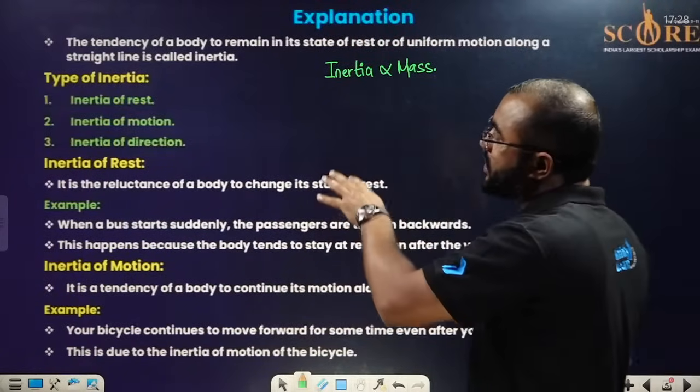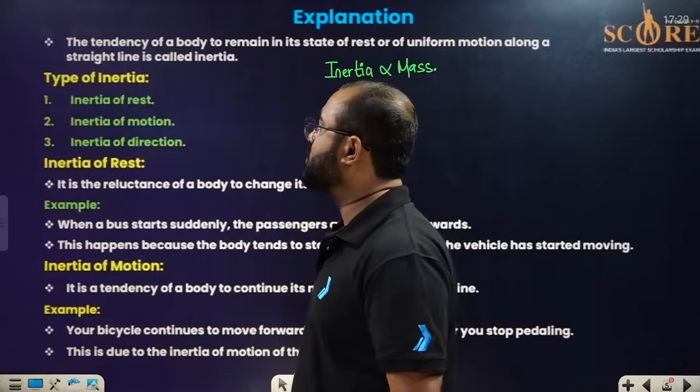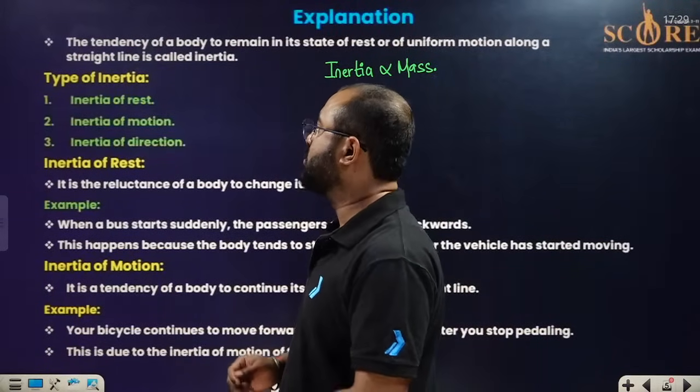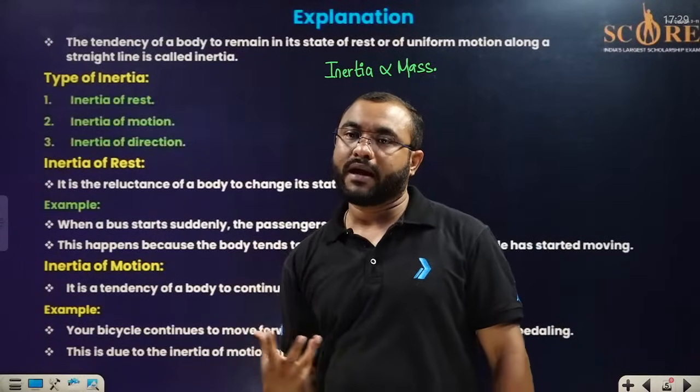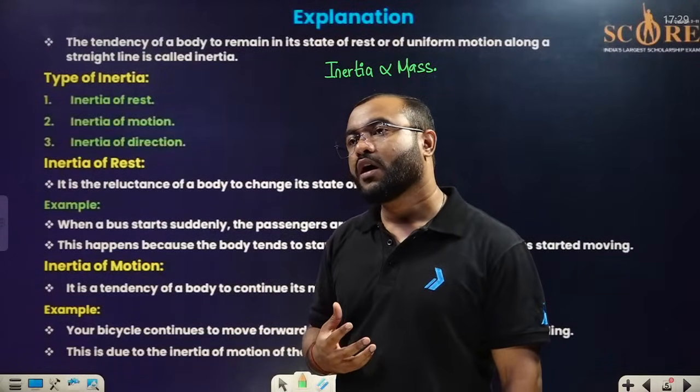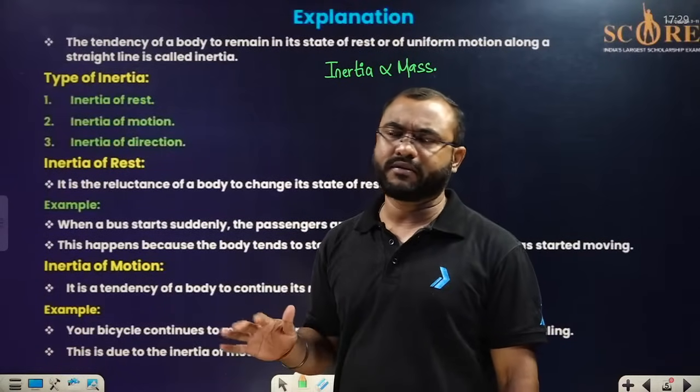When we talk about inertia, there are three different conditions of inertia: inertia of rest, inertia of motion, and inertia of direction, people. When we talk about inertia of rest, what do you mean by that? For example, a very simple example is there.